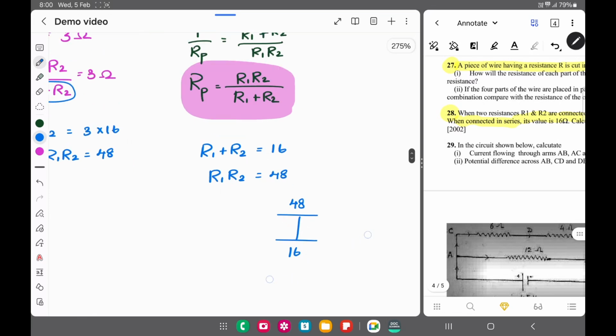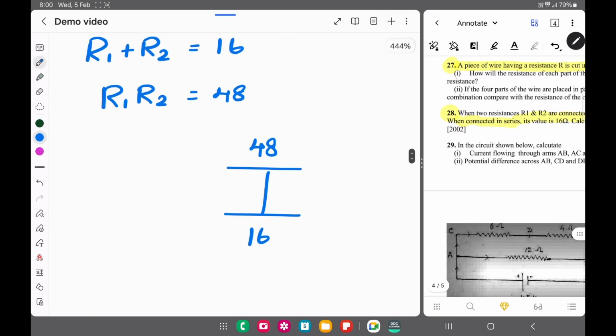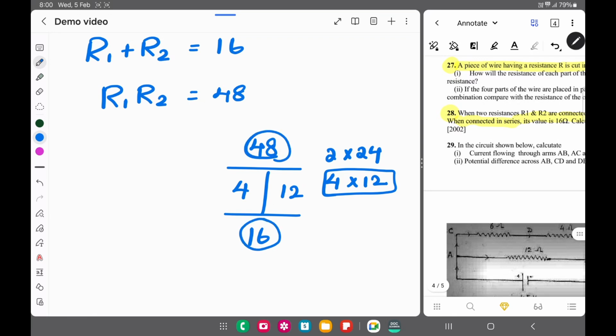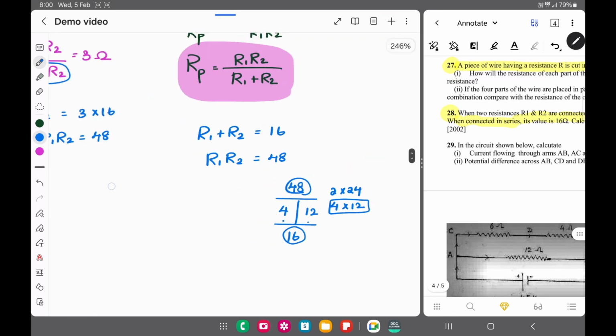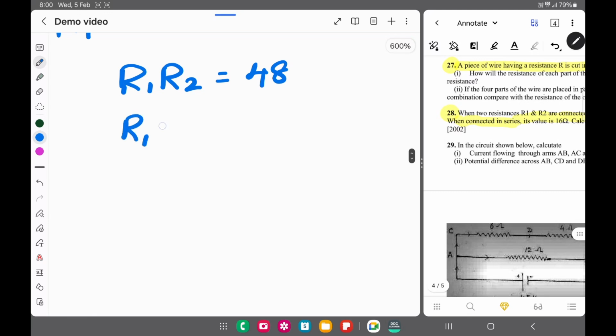So which is possible? What numbers are possible? I can try 2 times 24, check, no. Or else 4 times 12, check, yeah, that works, right? So 4 times 12. 4 twelves are 48 and 4 plus 12 is 16. So what are the two values? 4 and 12. So maybe you can take one as 4 ohm, another one as 12 ohm.